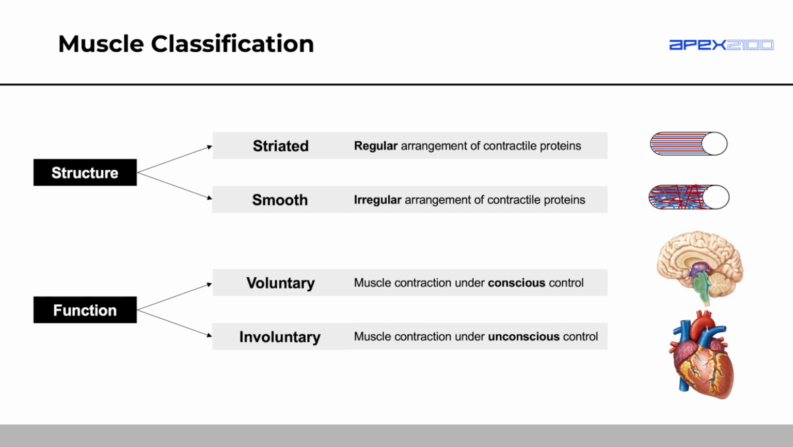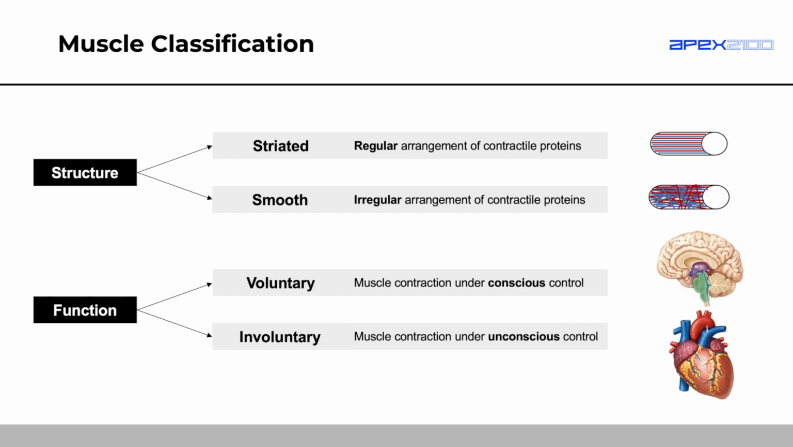We can also have involuntary muscles, which is where the muscles contract under unconscious control, like our heart. I'm not having to tell my heart to beat 50 or 60 times a minute. I don't have to have that thought process. It just happens. It's not under my conscious control. So our muscles are either going to be striated or smooth, and then voluntary or involuntary.